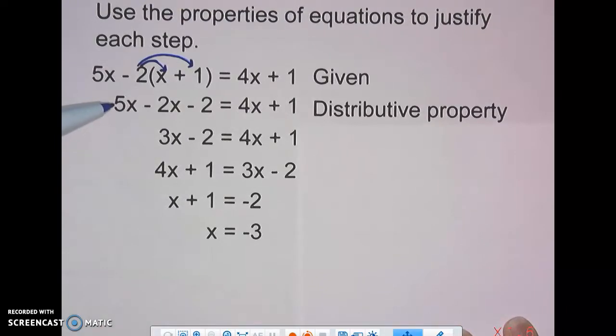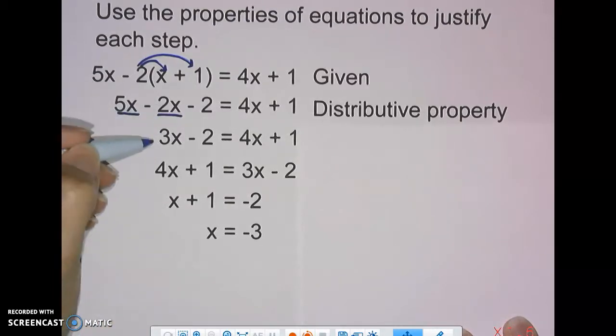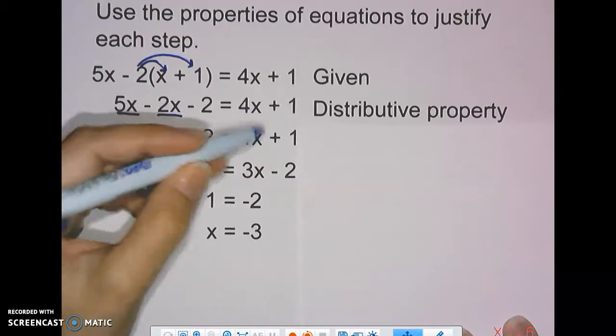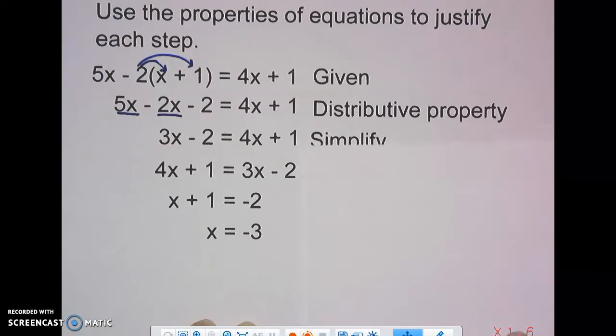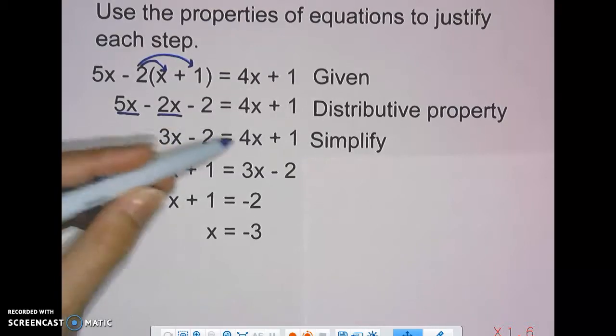Going to our next step down, 5x minus 2x minus 2 equals 4x plus 1. We're now going to change that to be 3x minus 2 equals 4x plus 1. So what changed? Well, the first thing that I noticed is that there were more terms on the left than there are now in this step. Well, we notice this 5x and this negative 2x. Those are like terms. 5x minus 2x does give us 3x, and everything else stayed the same. So the property that they used was to simplify. Again, we did combine like terms, but we don't call it that. We call it simplify.